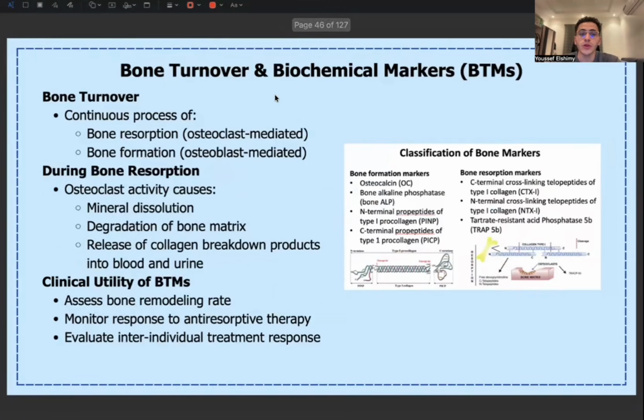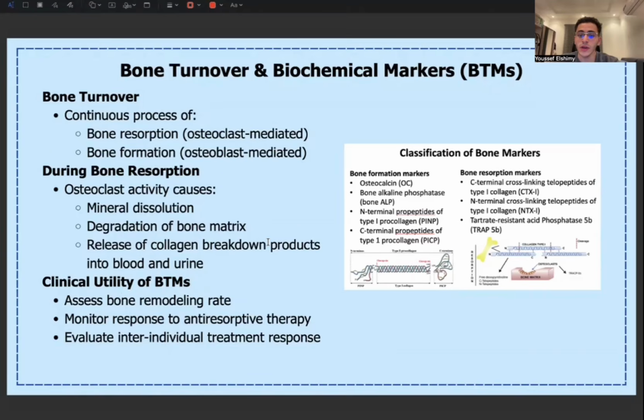All right. So, moving on to bone turnover and biochemical markers. Bone turnover is a continuous process of bone resorption, which is mediated by the osteoclast, and bone formation, which is mediated by the osteoblast. During bone resorption, the osteoclast is breaking down bone. So there is mineral dissolution as well as degradation of bone matrix. And all of these get released along with the collagen breakdown products into the blood and urine. And clinically, we could use them to detect the bone turnover markers in order to assess the bone remodeling rate.